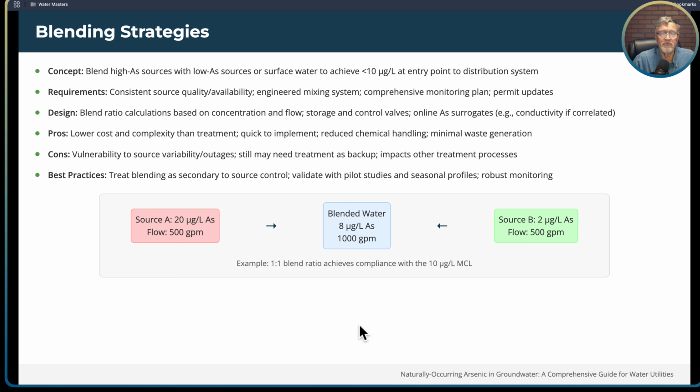You're going to want to validate that with pilot studies, seasonal profiles, because things can change seasonally too, and robust monitoring. That's probably going to be required by the regulatory agency anyway.